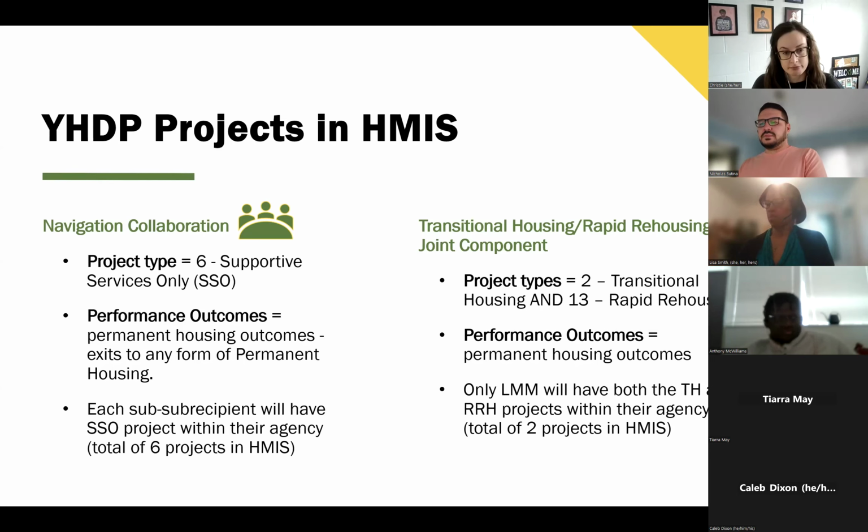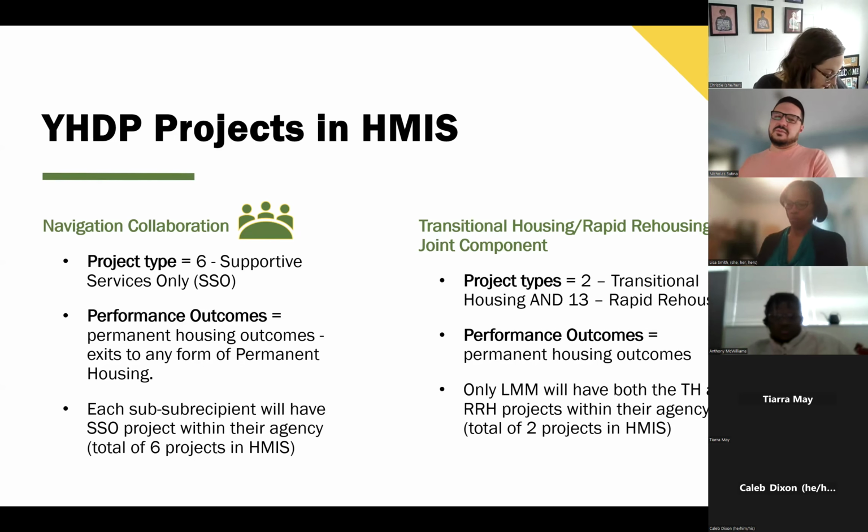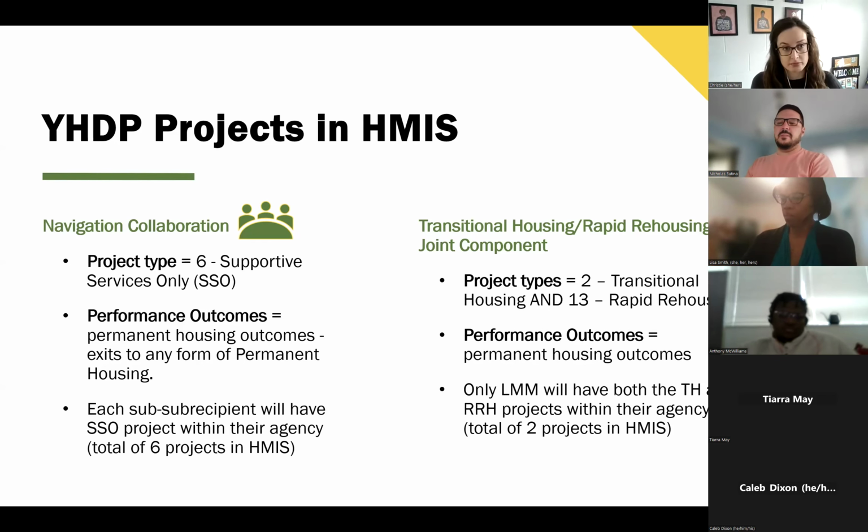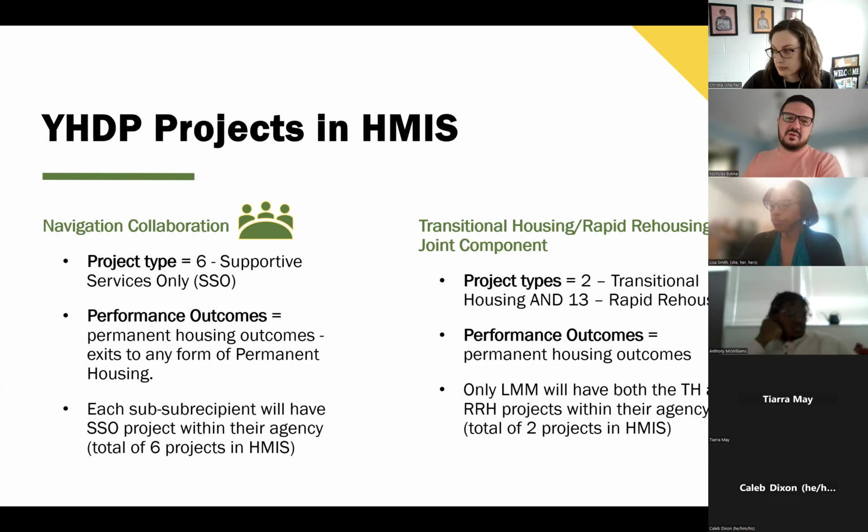Those are some outcomes that they're going to be looking at, and that's what we've been contracted to do. The way it's going to be set up in HMIS, each sub-recipient will have an SSO project within their agency. So we're going to have a total of 6 projects for the NAV collab, right? And I keep trying to list them and I always miss one. But you know who you are, right? If you're on the NAV collab, you've been in the meetings already, you know who you are. You have a project already available to you in HMIS. It's going to have your agency name at the beginning. It's going to say YHDP, and then it'll say SSO, or I think NAV collab. I can't remember exactly how I titled it, but it is there.